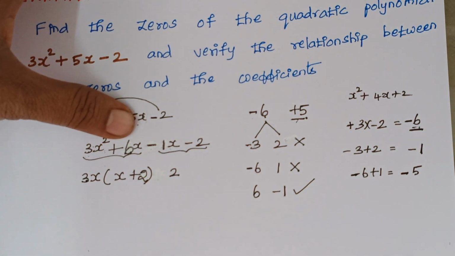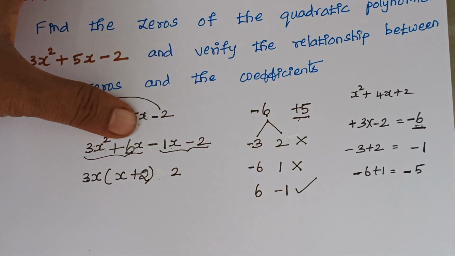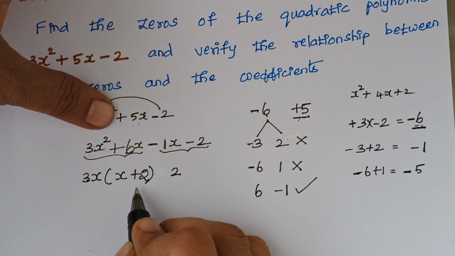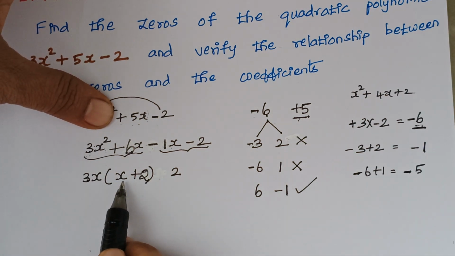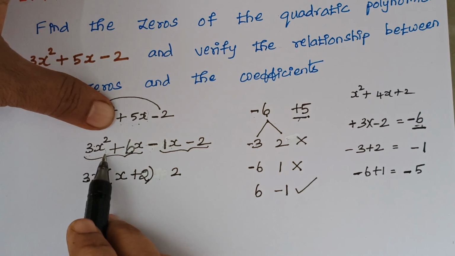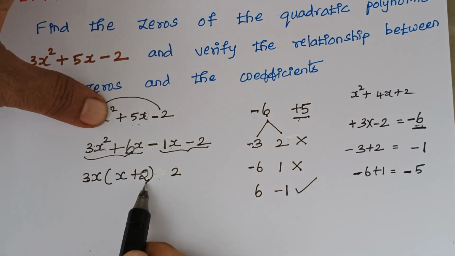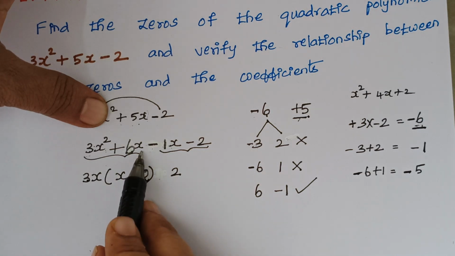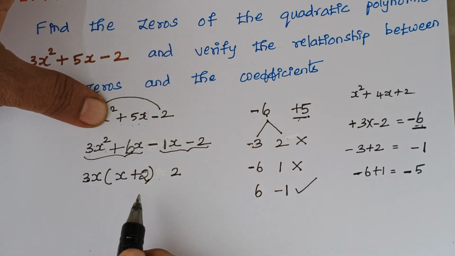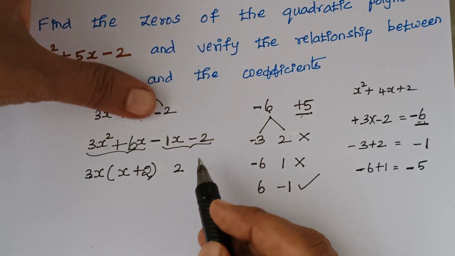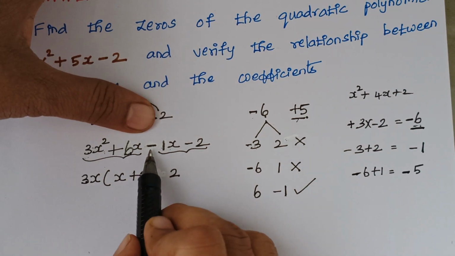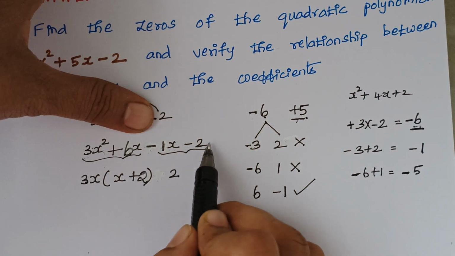Right. If you have any doubt in this, you can check by multiplying. That is 3x into x will give 3x square, plus again 3x into 2 will give 3 2s are 6, and this x will come as such. So 6x. You can check like this also. And the next one is here, in this case I am having minus x minus 2.